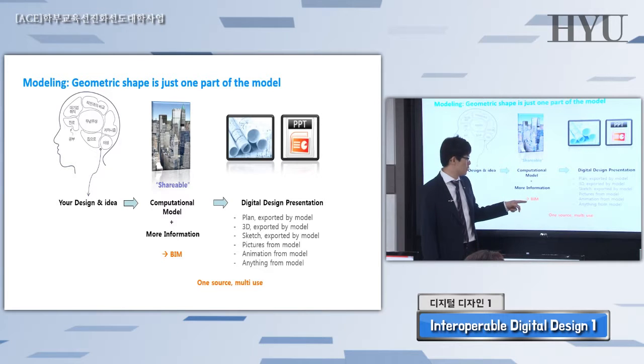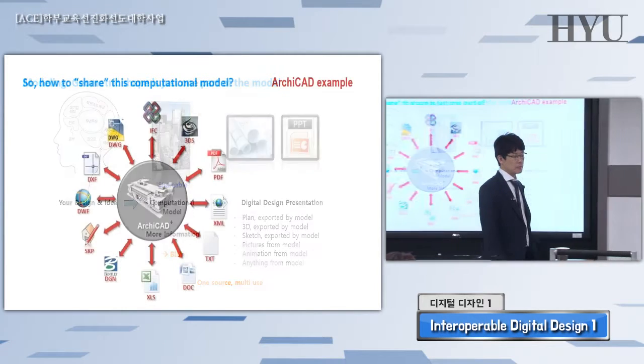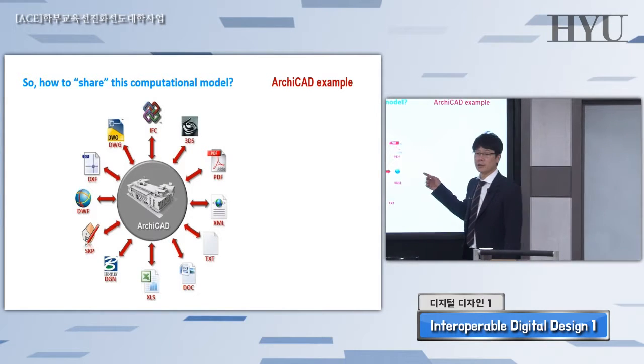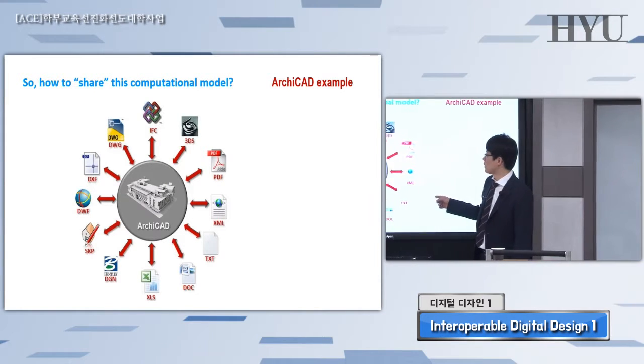And this is so-called building information modeling, okay? This is BIM's fundamental approach, one computational model. Actually, frankly, not one, multiple actually. But anyway, we can say one integrated computational model, that's the BIM. So how to share that computational model, okay?